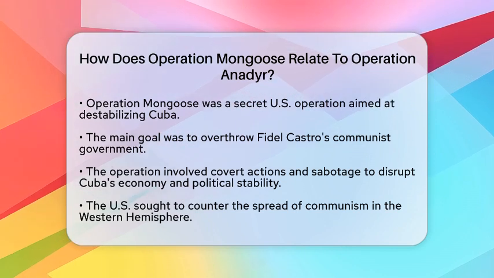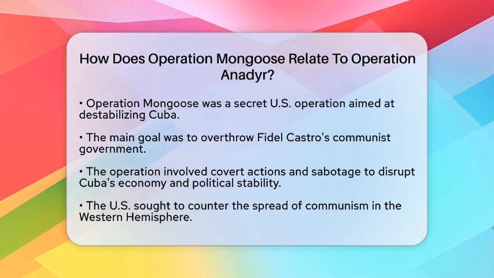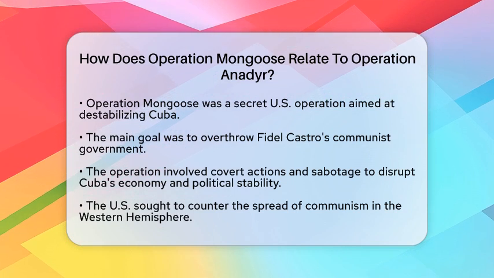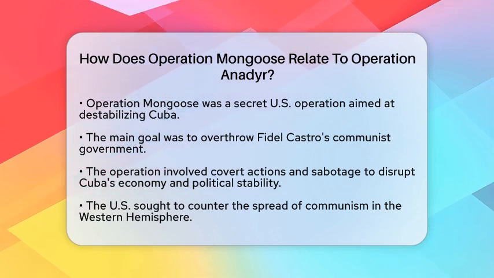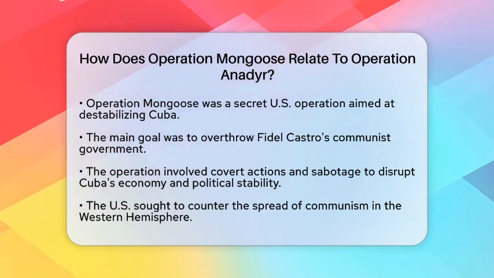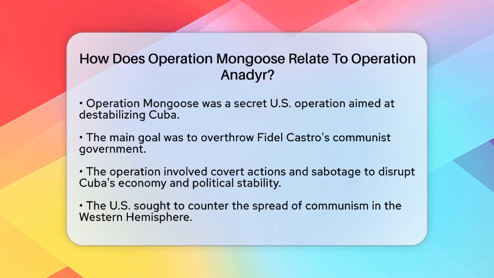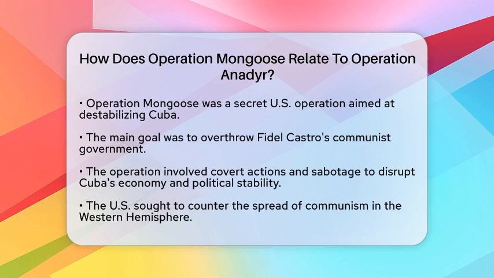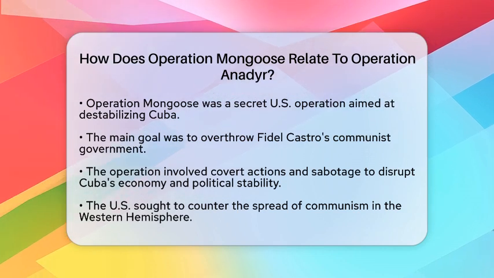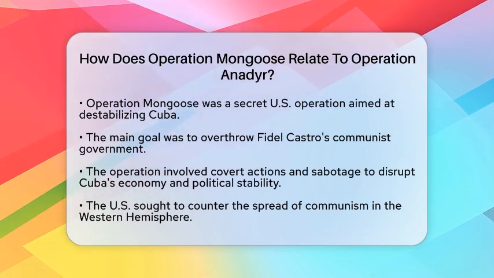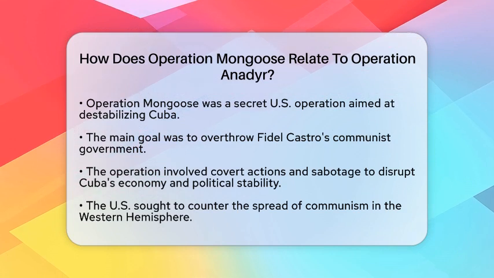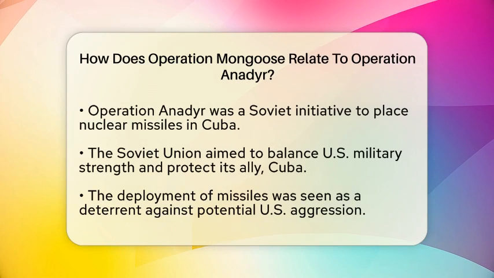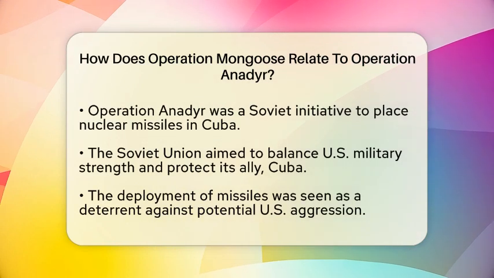Its main goal was to destabilize and ultimately overthrow the communist government led by Fidel Castro. This operation included various covert actions and even some acts of sabotage intended to disrupt Cuba's economy and political stability. The United States was determined to counter the spread of communism in the Western Hemisphere, and Operation Mongoose was a key part of that strategy.